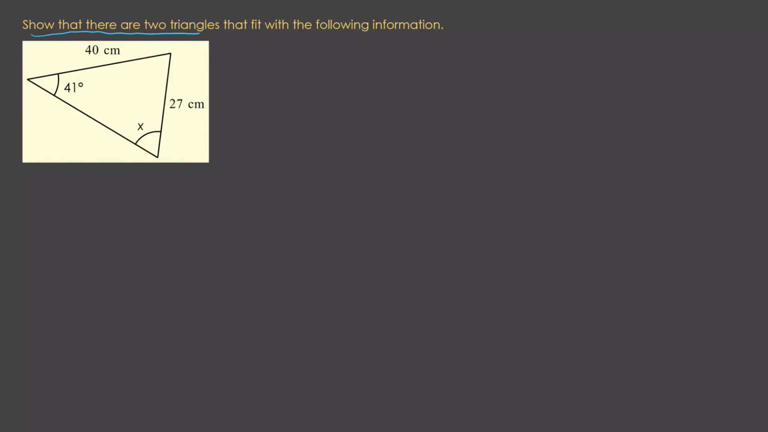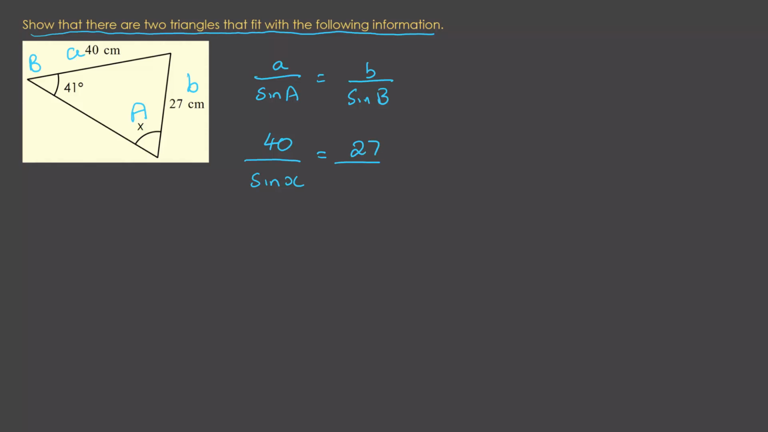We're asked to show that there are two triangles that fit with the following information. Well, we're going to try and find this A. So this is a B and B. A over sine A is equal to B over sine B. Substitute in what we know. So we've got 40 over sine x is 27 over sine 41.